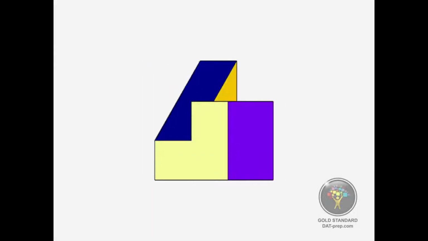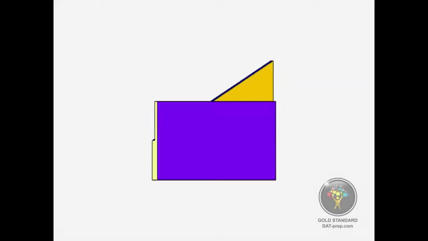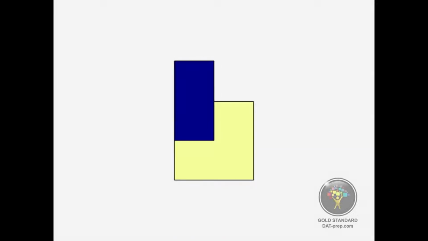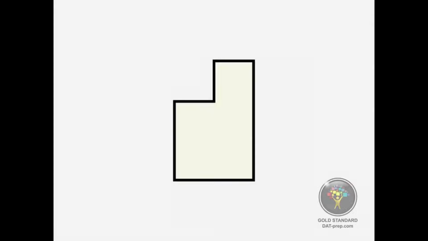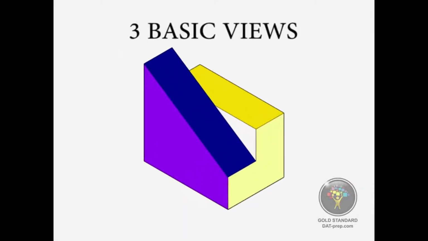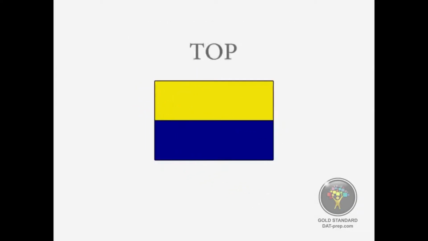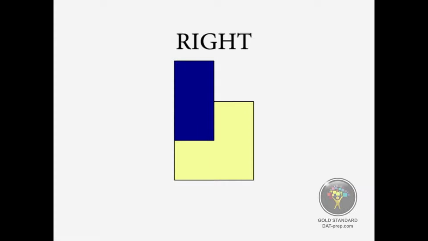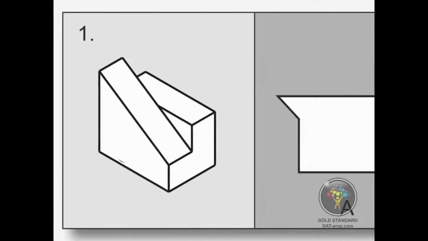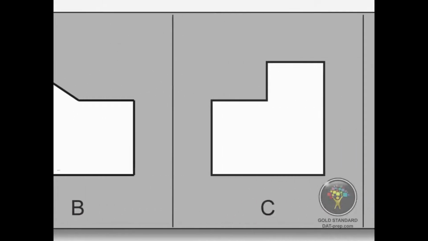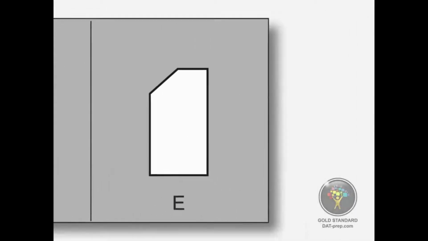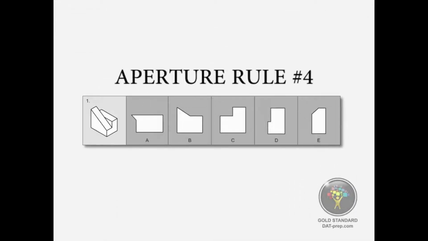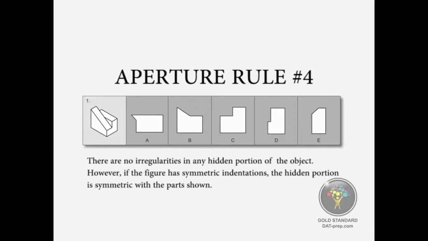When evaluating a 3D object in a DAT PAT keyhole question, one of your most important strategies should be narrowing down your visualization of the object to just 3 basic views: the top, the front, and the right. Then you can try and determine the correct keyhole for that 3D object by focusing mainly on the outlines of these 3 views. This is how aperture rule number 4 applies, where it says there are no irregularities in any hidden portion of the object.